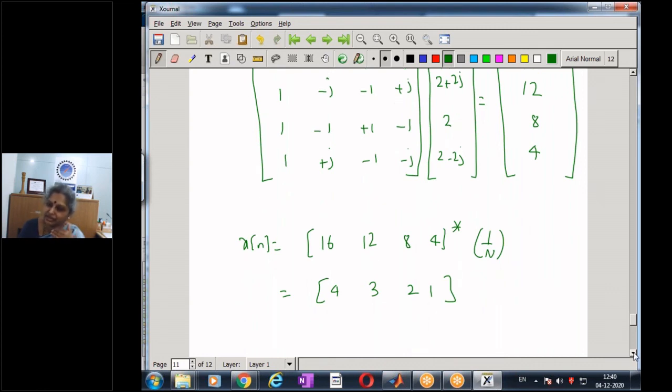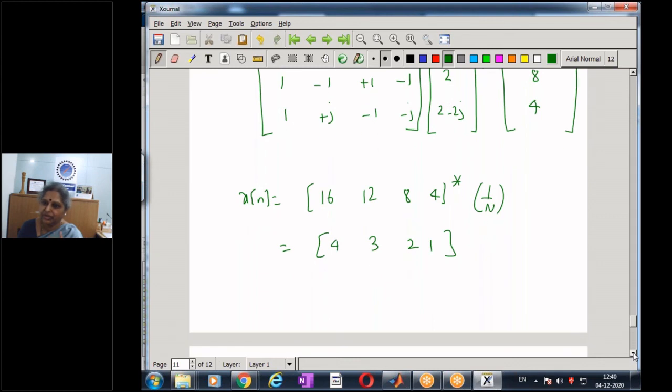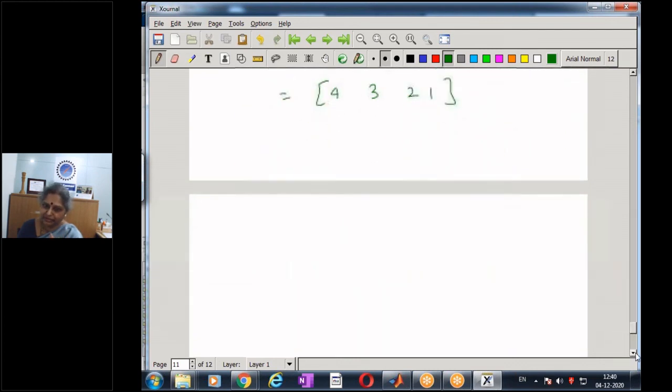So this is another huge advantage as far as the DFT is concerned, because for DFT and IDFT I can use the same algorithm. There is no need to have a separate algorithm for performing the IDFT.